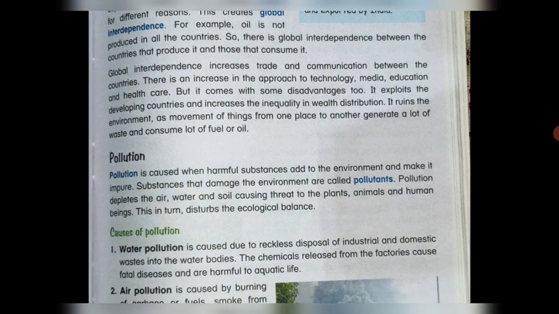Pollution is caused when harmful substances are added to the environment and make it impure. Substances that damage the environment are called pollutants. Pollution depletes the air, water, and soil, and causes a threat to plants, animals, and human beings. In turn, it also disturbs the ecological balance.